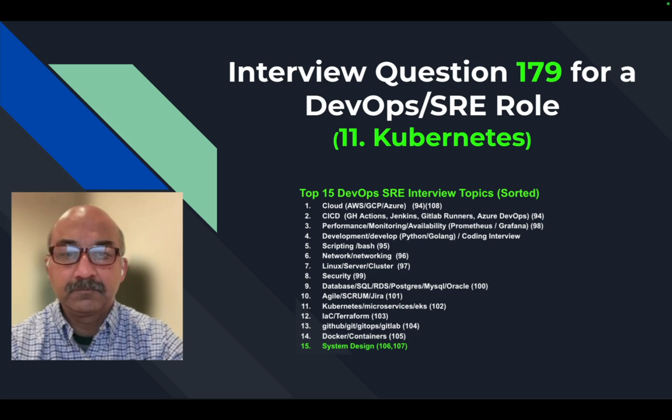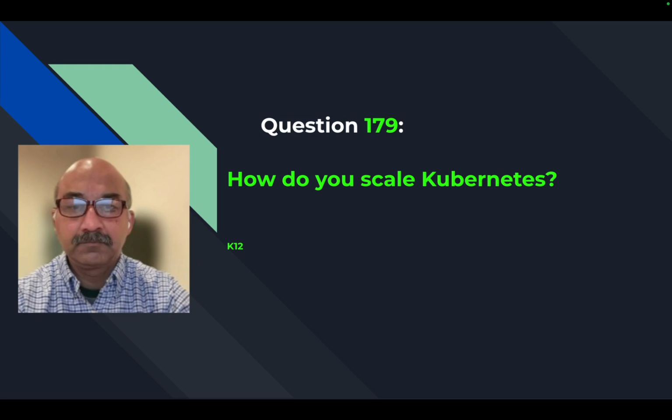Today we're at topic number 11, Kubernetes. Now, I don't know why Kubernetes came at number 11. Really, it should be top 5 easily, based on my experience and my intuition. But data from these 35 job descriptions showed that Kubernetes is number 11, but it is what it is. The question today is pretty simple. How do you scale Kubernetes?